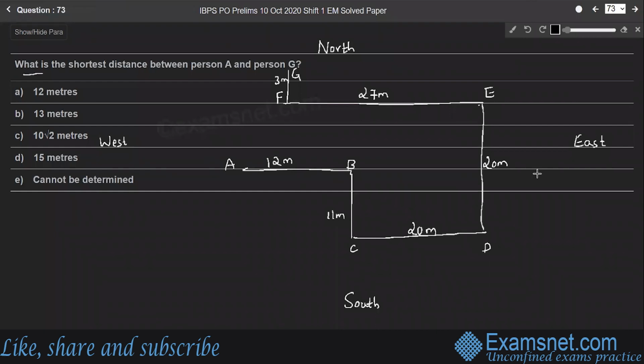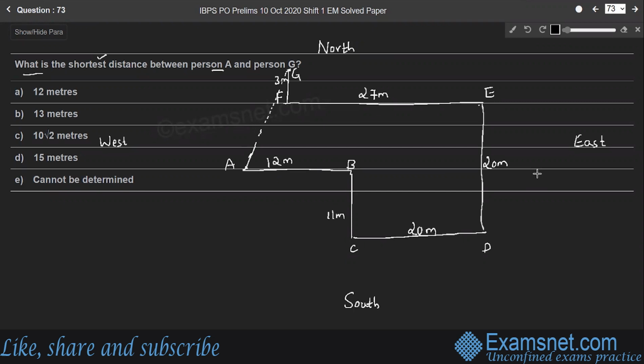Question 73. What is the shortest distance between person A and person G? So consider person A and G. We'll draw a line from A to G. This is the shortest distance. So we need to find the value of the distance between A and G.